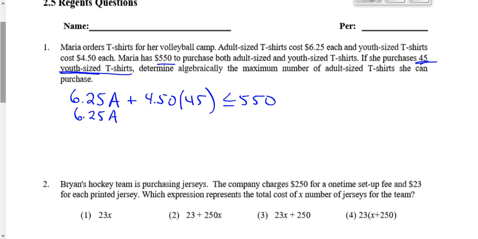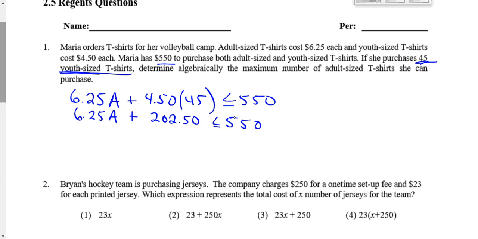6.25A plus, well, Mr. Payne, you told us that. What's 4.50 times 45? $202, you guys agree? No. .50, right? You got that? Okay. Well, don't forget to include that. 202.50. We'll leave it as .50 because it's money. Is less than or equal to 550.